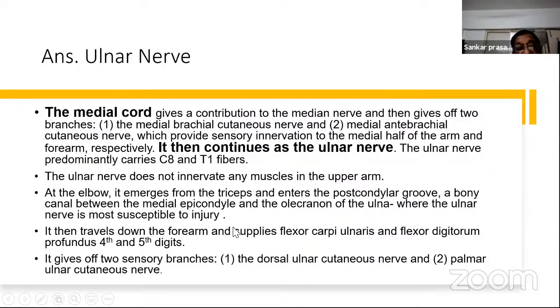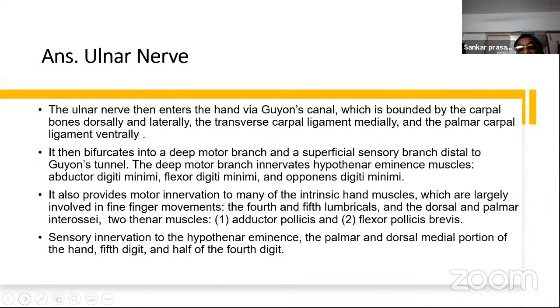It then travels down the forearm and supplies the flexor carpi ulnaris and the flexor digitorum profundus of the fourth and fifth digits. It also gives off two sensory branches, the dorsal ulnar cutaneous nerve and the palmar ulnar cutaneous nerve. And very important is the next part. Some questions are often asked about Guyon's canal. The ulnar nerve then enters the hand via Guyon's canal, which is bounded by the carpal bones dorsally and laterally, the transverse carpal ligament medially, and the palmar carpal ligament ventrally. It bifurcates into a deep motor branch and a superficial sensory branch distal to Guyon's canal.